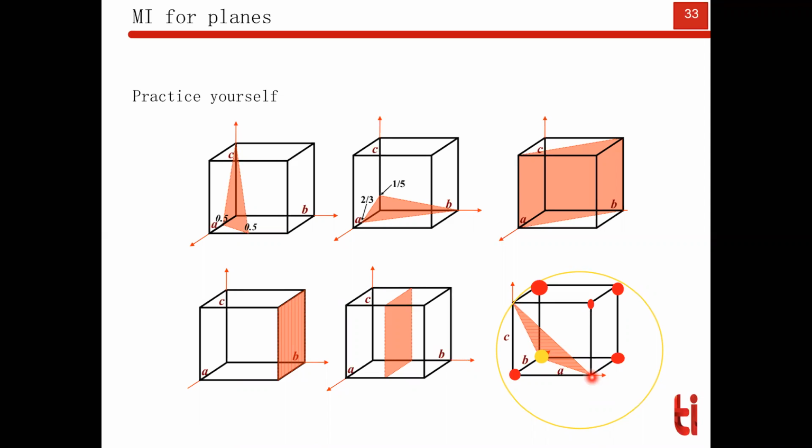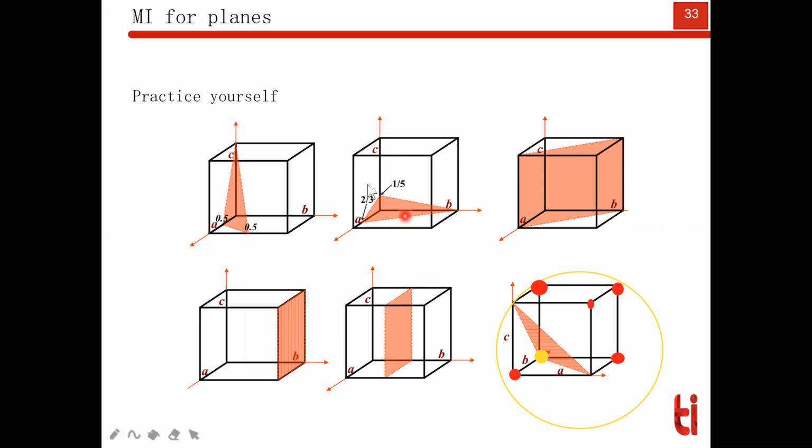And then you have the intercepts given on the axis. So you should read the intercepts. For example, if I try to read the first diagram, the intercept along A is at 0.5, means at 1 by 2. The intercept along B is also 1/2, and the intercept along C is at 1. So it is 1/2, 1/2, 1. Then you will take the reciprocals and put it in the parenthesis.